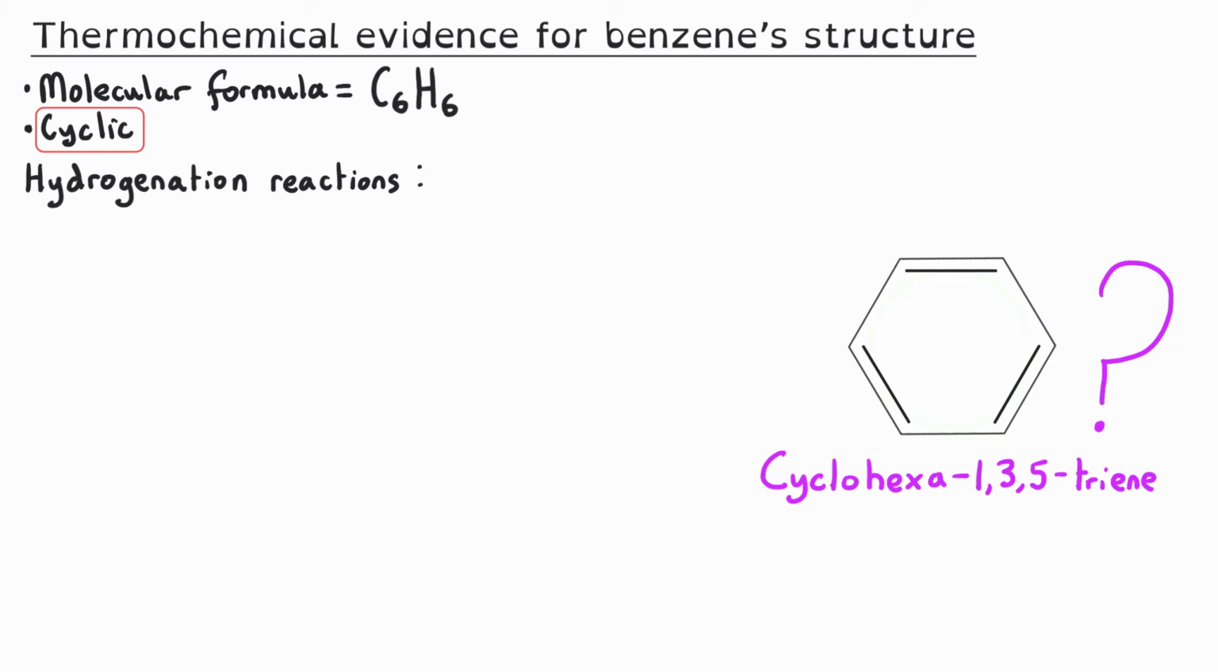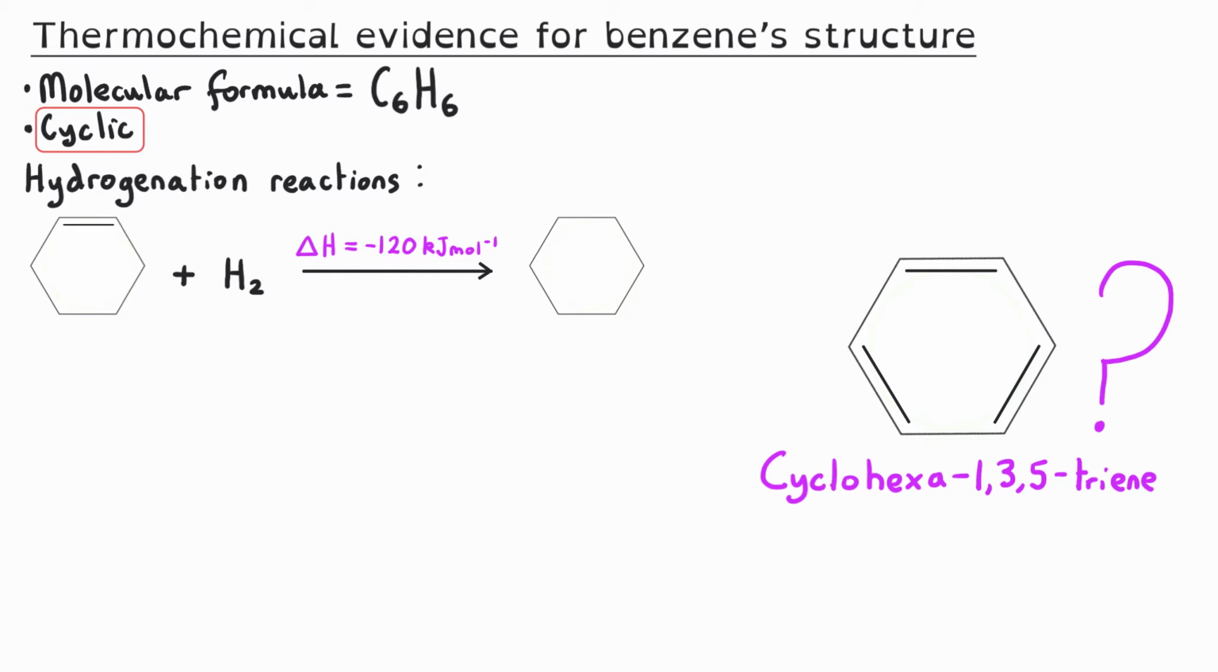One proposal was a ring structure with 3 double bonds, and if this hypothetical structure was correct, it would be called cyclohexa-1,3,5-triene with 3 alternating double bonds. When hydrogenation reactions were carried out, the enthalpy change for this reaction was measured. Firstly, if we hydrogenate cyclohexene, which is a ring of 6 carbon atoms with 1 double bond, the enthalpy change is measured as minus 120 kilojoules per mole.